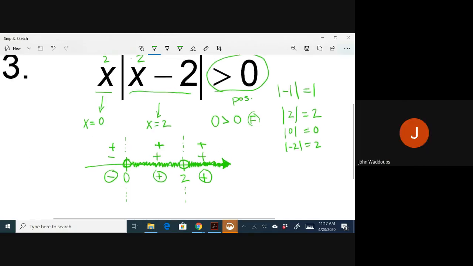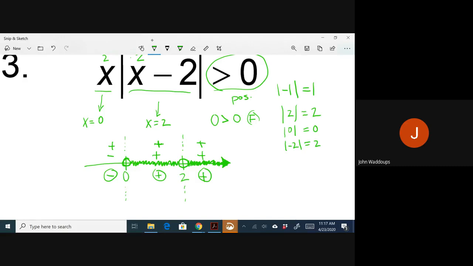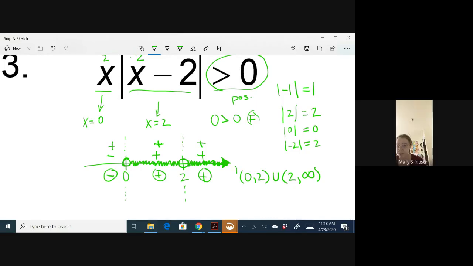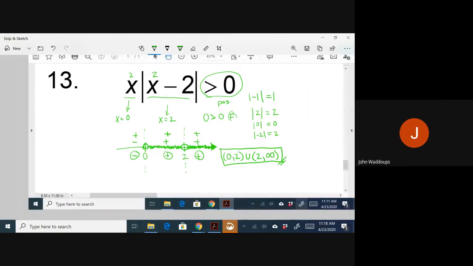And so our solution set is going to be from 0 to 2, parentheses, because it can't be equal to 2. Union on the other side, 2, also parenthesis, comma, positive infinity. That's what that looks like.